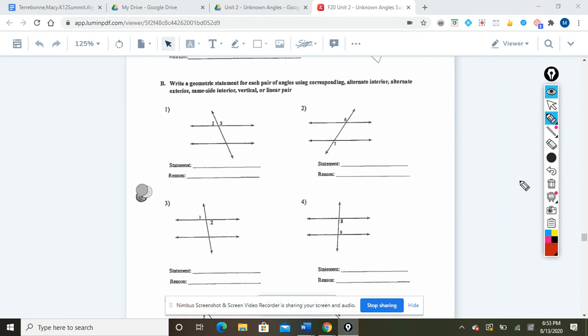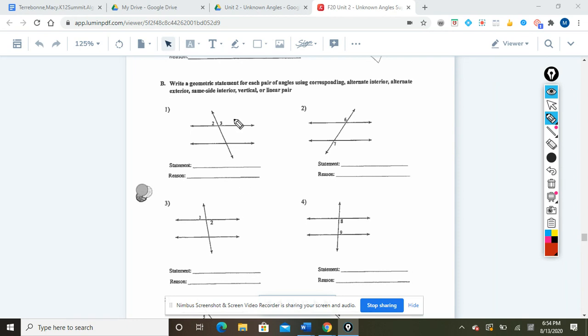Let's go with you. Okay, so part B says write a geometric statement for each pair of angles using corresponding, alternate interior, alternate exterior, same side interior, vertical, or linear pair. So those are my 6 options. I'm looking at this picture, asking myself, does that mean the angles are congruent or the angles add up to 180? Writing whatever statement that is, and then writing what my reason is. My reason is going to be one of these angle types.